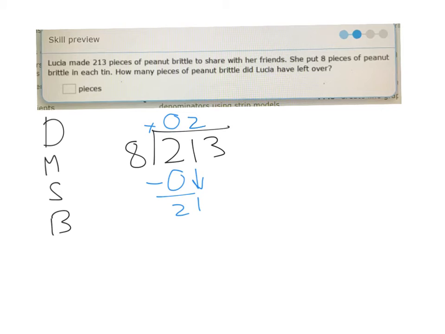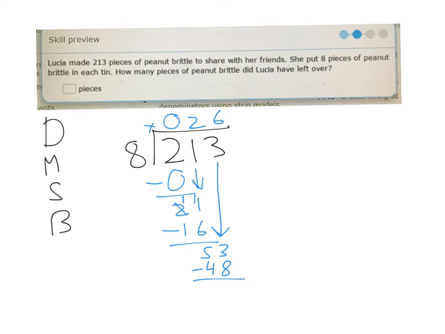2. Multiply. 2 times 8 is 16. Subtract. 21 minus 16, I'm going to borrow, it becomes a 1, that becomes an 11. 11 minus 6 is 5. 1 minus 1 is 0. 5. Bring down the 3. Divide. How many 8s can I take out of 53? 6 times 8 is 48. 7 times 8 is 56, so it has to be 6. 56 is too big. 6. 6 times 8 is 48.